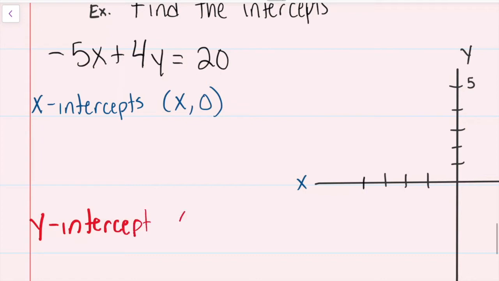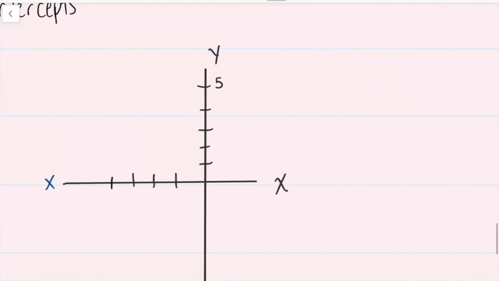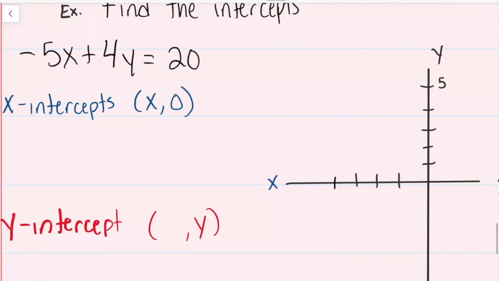And when you want to find the y-intercept, it's basically the same thing, but backwards. The y-intercept, you're going to find the y. So it's when the graph crosses the y. Notice that the x is not moving left or right. So the x is going to be 0, but the y is going to have a value.